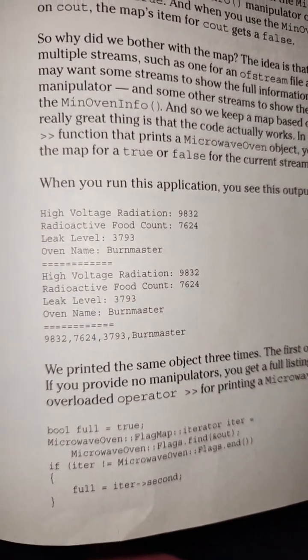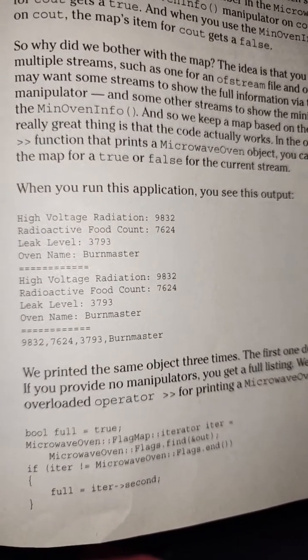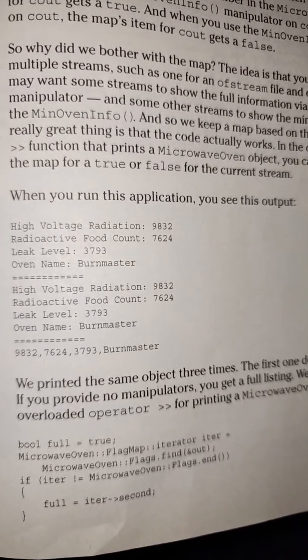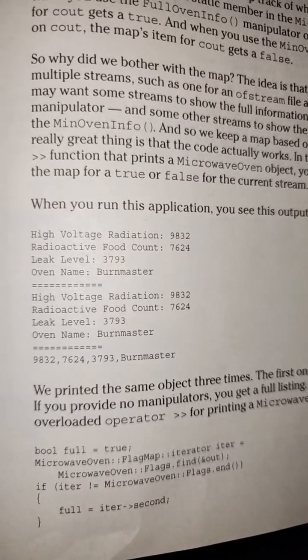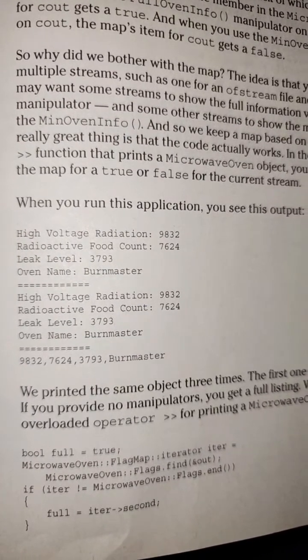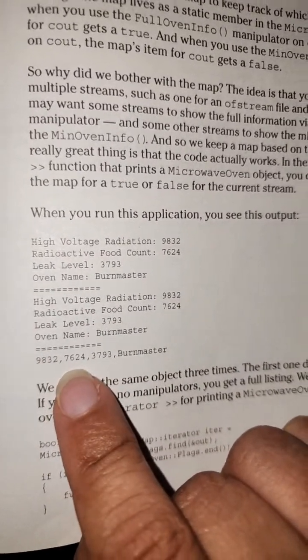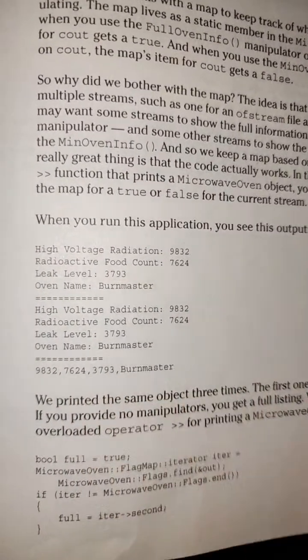High voltage radiation, 932, radioactive food count, 7624, leak level 3793 of a name, Burn Master. The same line again, and then just the values: 9832, 7624, 3793, Master. We print out the same object 3 times.